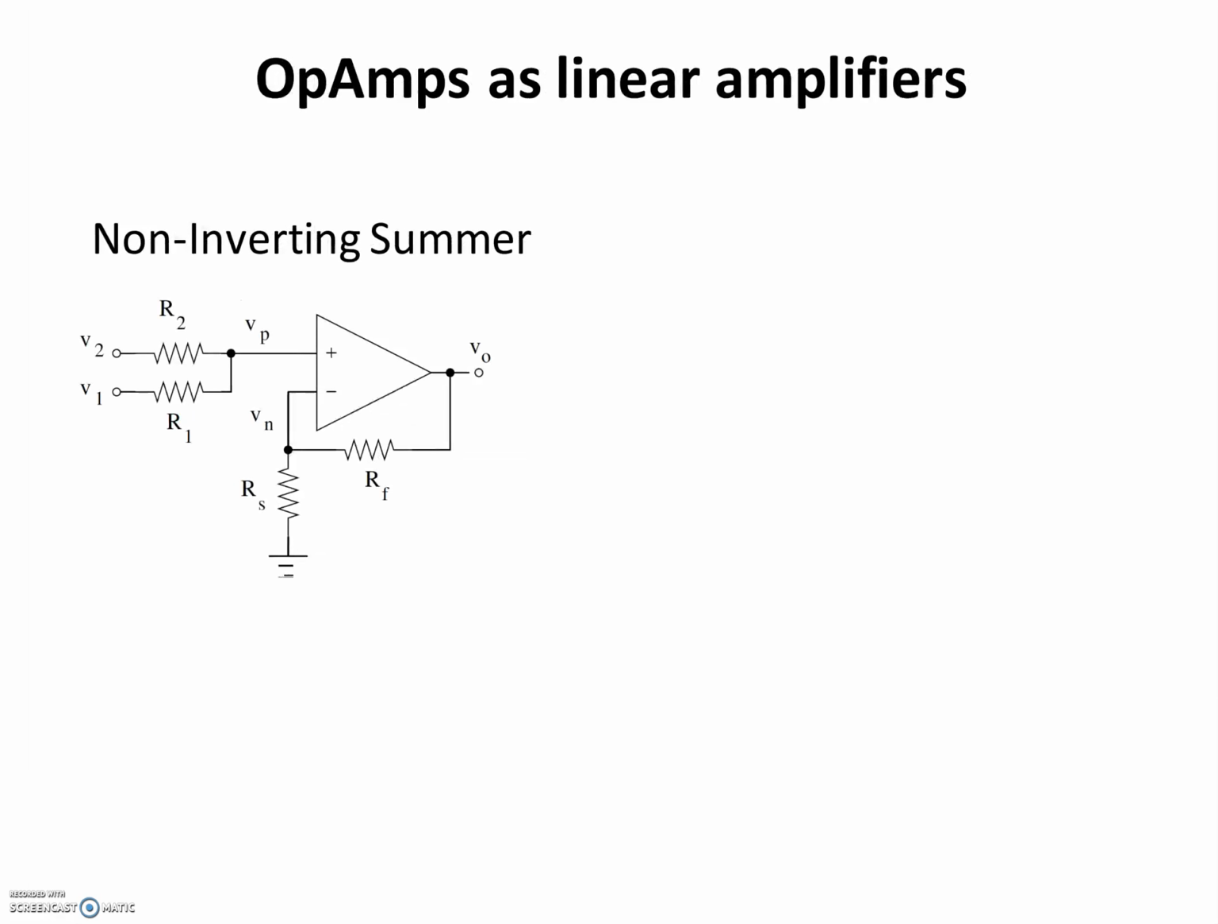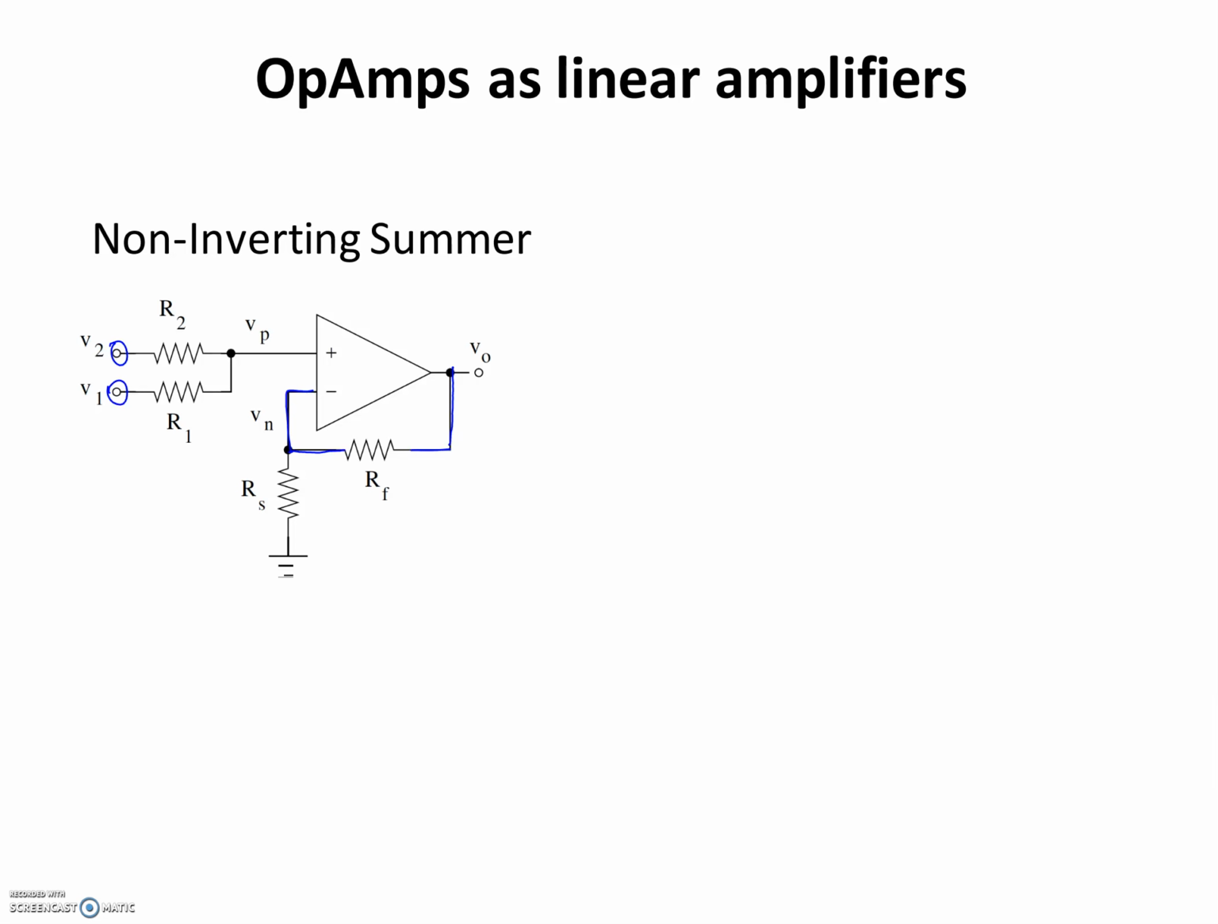The other configuration that we're going to look at today is the non-inverting summer. First, let's check: there is negative feedback here. The output is connected through this RF feedback resistor to the inverting terminal of the op-amp, so there is negative feedback present in this op-amp circuit, and two input signals V1 and V2 are connected through resistors R1 and R2 to the positive input terminal of the op-amp. So this operates in the non-inverting configuration, so the output and the two inputs are going to be in phase.